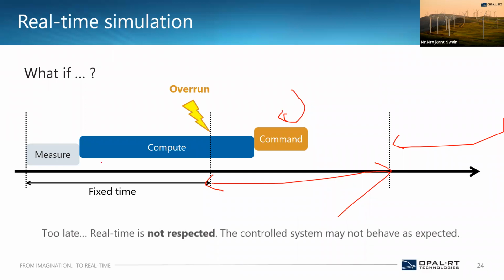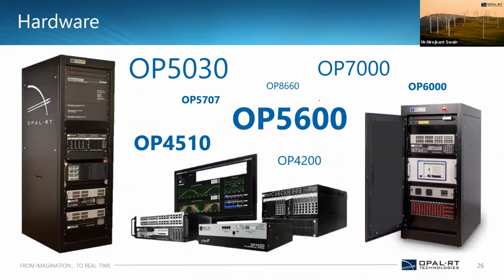In this case, we need to increase our fixed time. Suppose our fixed time is like this, then it will run in real time. How can we know our model will run in this fixed time? Overrun detection, we'll see in the monitor probe controller, whether an overrun is detected or not. At the demo time, I will show you. This is our different types of model, this is your OP4510 simulator, and this is your 5600 or 5700 simulator.